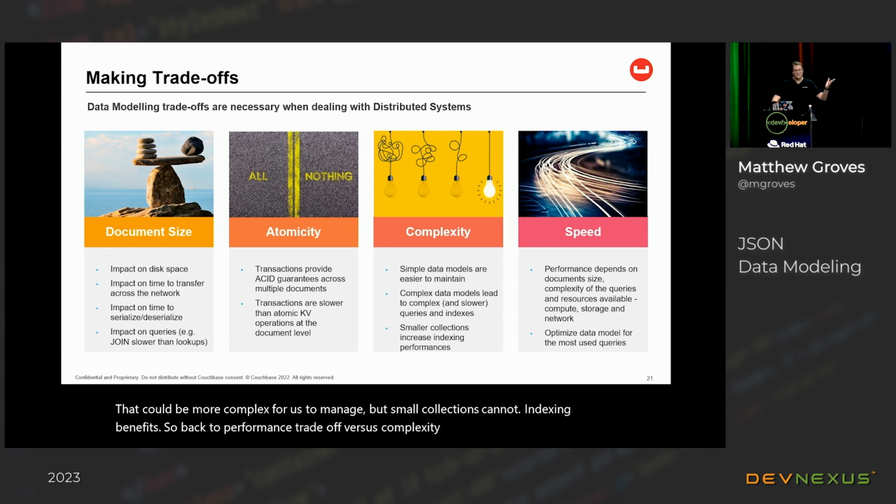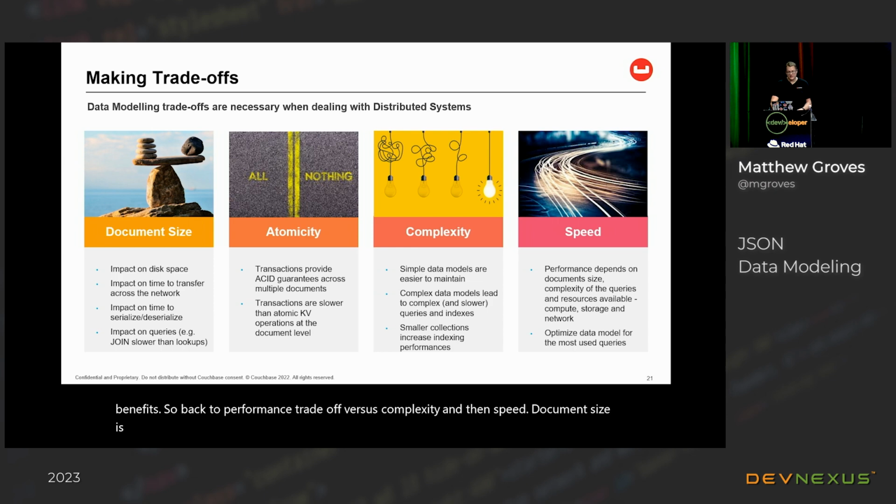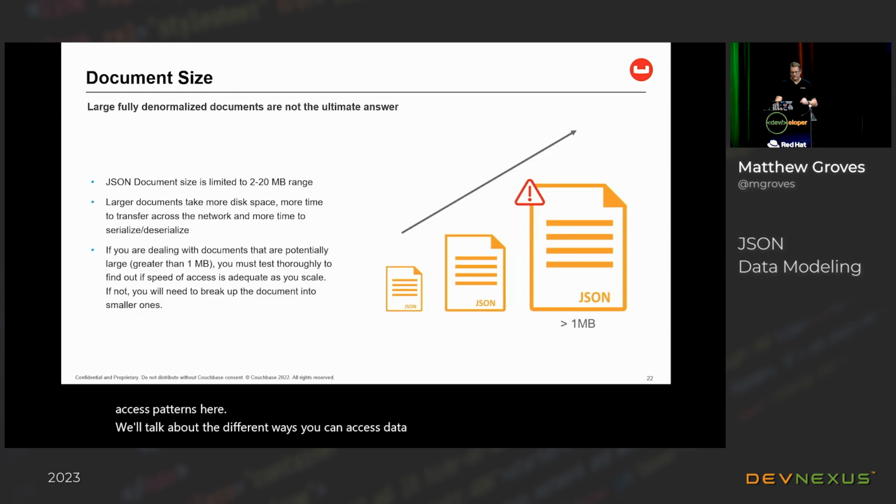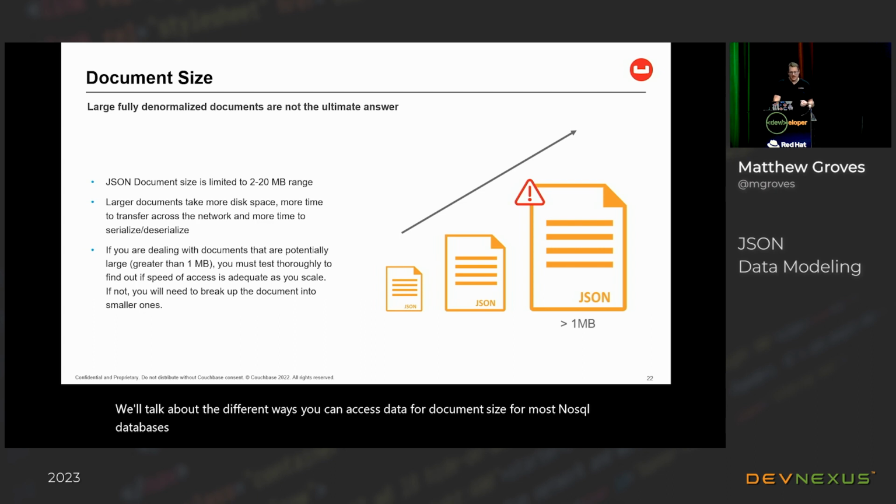And then speed. Document size is one factor of speed, more on that later for sure. But we want to make sure we optimize for access patterns here. We'll talk about the different ways you can access data. But for document size, for most NoSQL databases, a single document is limited in size. Don't quote me on some of these, but I think Cosmos is around 2 megabytes, depending on which API you're using. Mongo is 16 megabytes. Couchbase is 20. So there's a cap there.